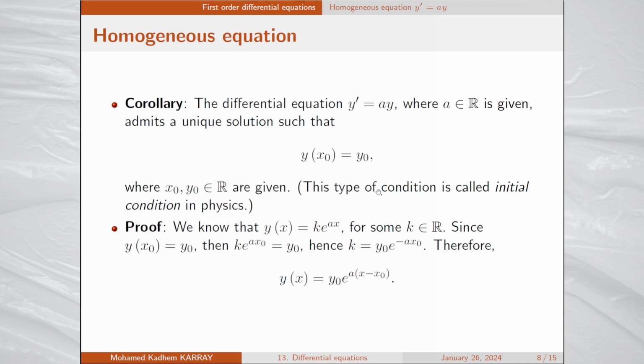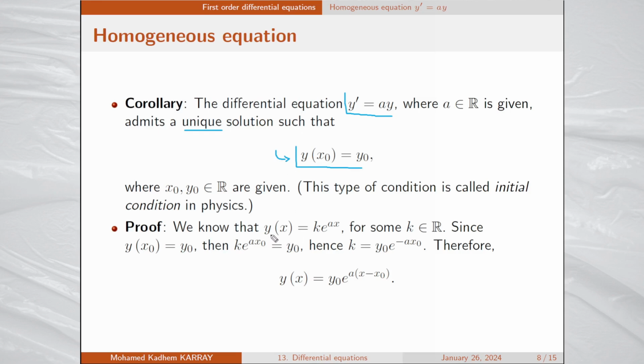Here is a useful consequence of this theorem. The differential equation y prime equals ay admits a unique solution such that y of x0 equals y0, where x0 and y0 are given. This type of condition here is called initial condition in physics. So let's prove this result.